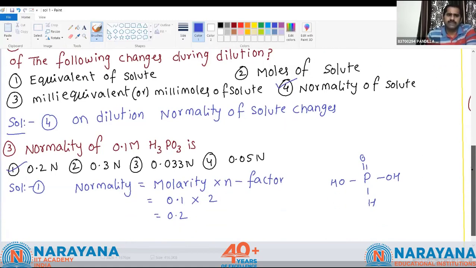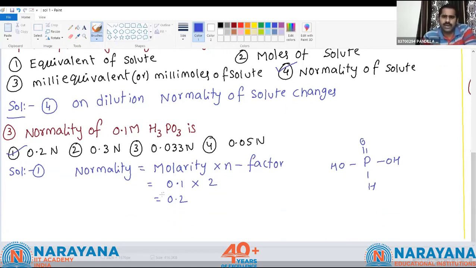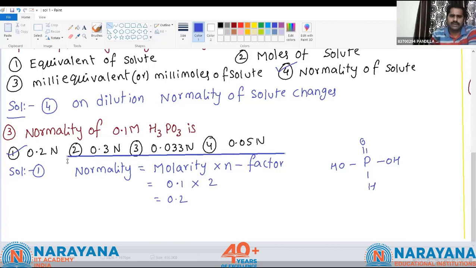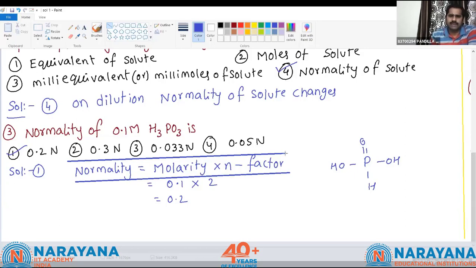Now question number 3. Normality of 0.1 molar H3PO3. So what is the formula? Normality and molarity relation, I explained here. Please observe everyone, students. Normality is equal to molarity into n factor. Now, we have to calculate normality. For that, we have a formula. Normality is equal to molarity into n factor.